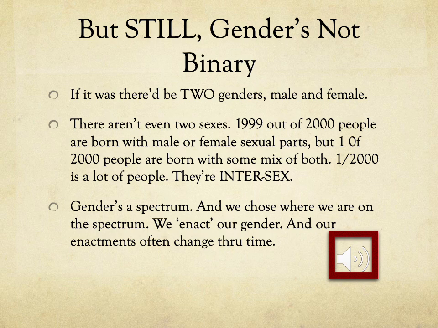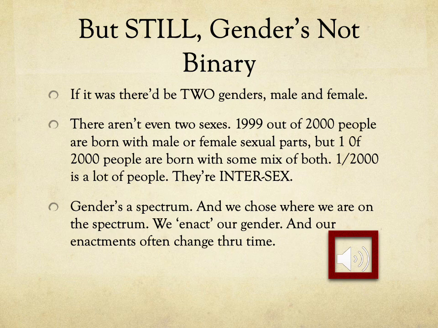Those people who are born with some mix of the parts, the biology is mixed. Those people are intersex people. So even the notion that sex is binary is not entirely true. So it's not that sex is a spectrum, but intersex people can have different mixes of the parts and be all kinds of delightfully different.